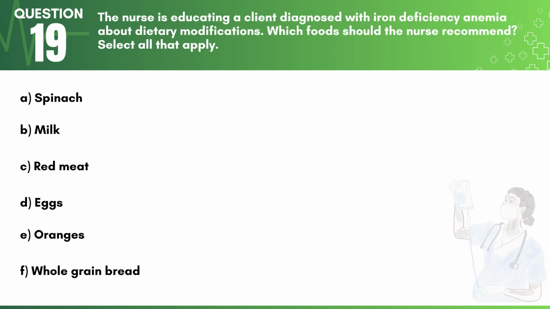Question 19. The nurse is educating a client diagnosed with iron deficiency anemia about dietary modifications. Which foods should the nurse recommend? Select all that apply. A. Spinach. B. Milk. C. Red meat. D. Eggs. E. Oranges. F. Whole grain bread.